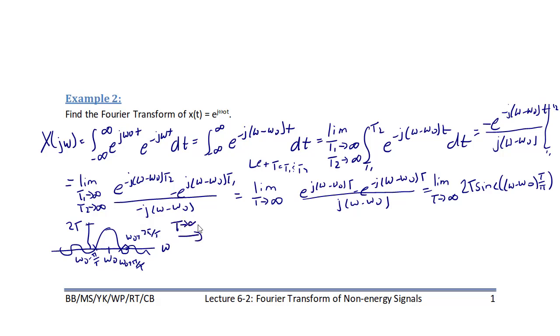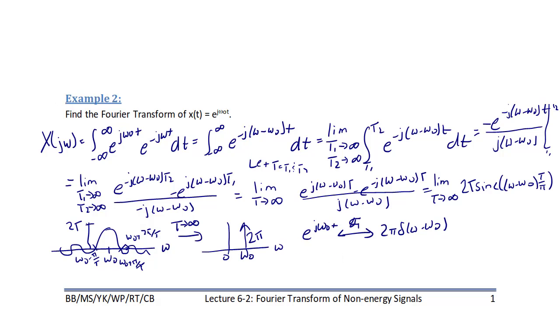So as t approaches infinity, I end up with an impulse at omega naught, but the area under the impulse is 2 pi. So what we have found is that the Fourier transform of e to the j omega naught t is 2 pi delta of omega minus omega naught. The only thing left for me to prove in order to confirm this is true is that the area under this sinc is indeed 2 pi, which we will do in example 3.